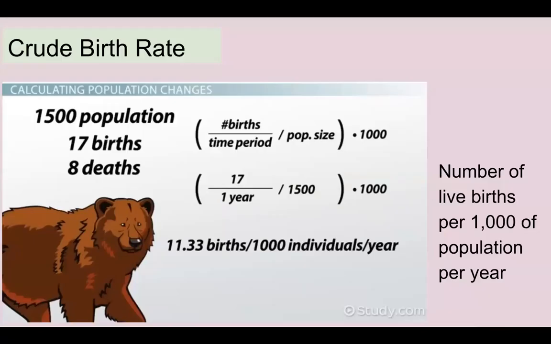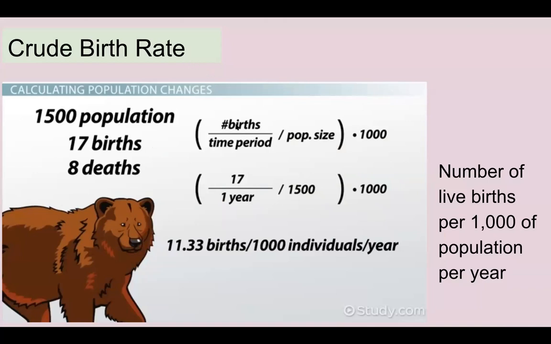So the first thing we're going to talk about is the crude birth rate. The crude birth rate is simply the number of live births per 1,000 individuals of a population per year. And it's super easy to calculate. So we take a look at our example here. If we have a population of 1,500 brown bears, and in 1 year, they had 17 births and 8 deaths, we can use that information to calculate a crude birth rate for that population.